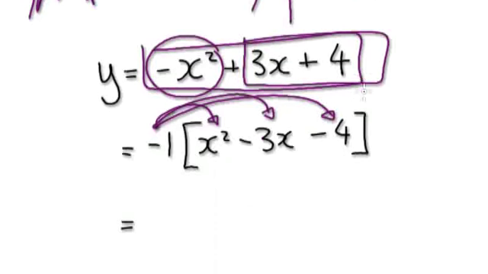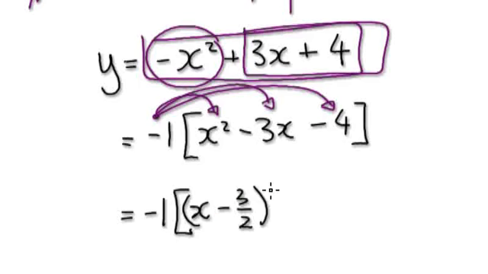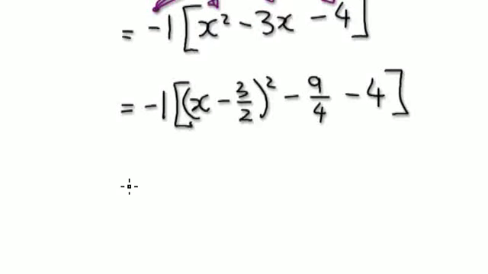So complete the square here. This will be minus 1 bracket, now x, and I'm going to need half of this here, so it will be minus 3 over 2. Then close it off, and immediately take off the rubbish, which will be 9 over 4. And then we minus the 4. Okay, so now just tidy it up.